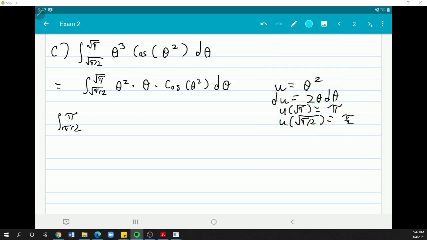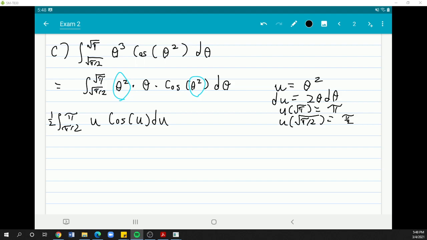And then what happens? This theta squared is equal to u. So is this one. So I get 1/2, because du is equal to 2 theta d theta. I have 1 theta d theta. So then I lose a 1/2, or I have to divide by 1/2. And then this becomes u times cosine of u du. And now this is a very reasonable integral that I could give you, and sleep very soundly at night.